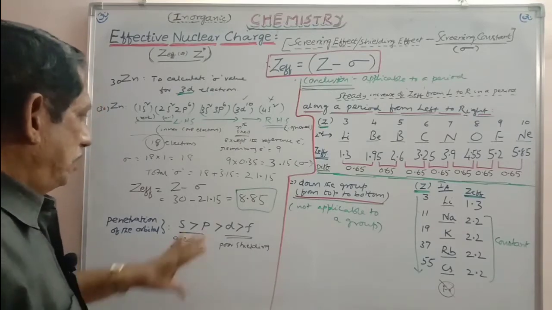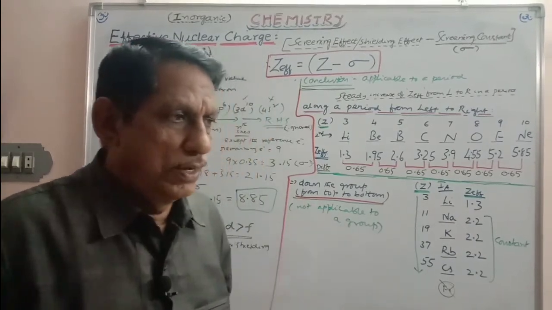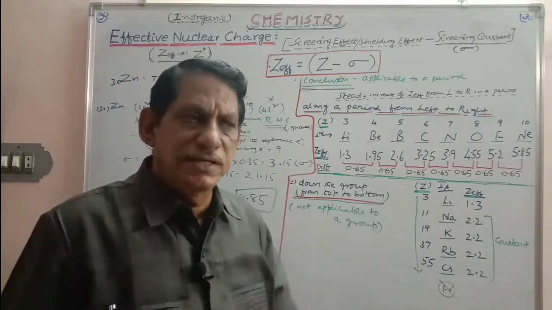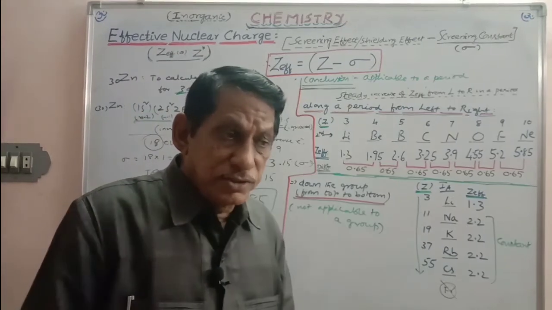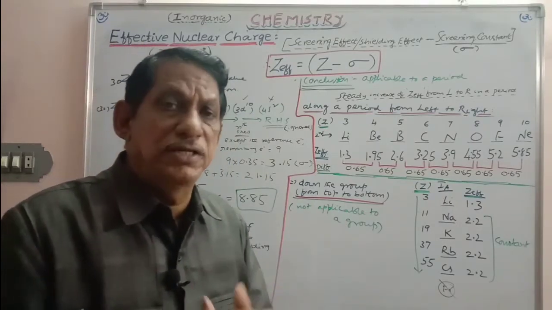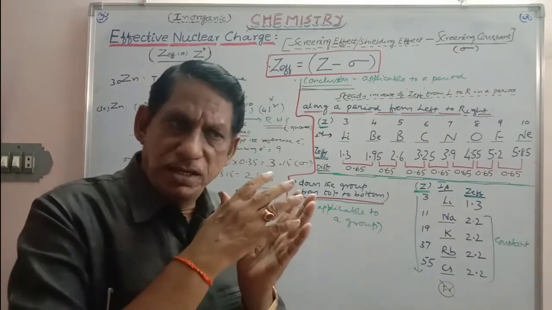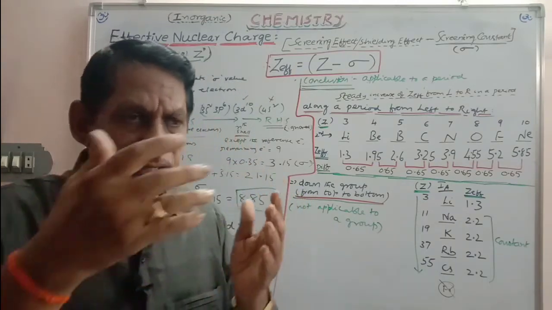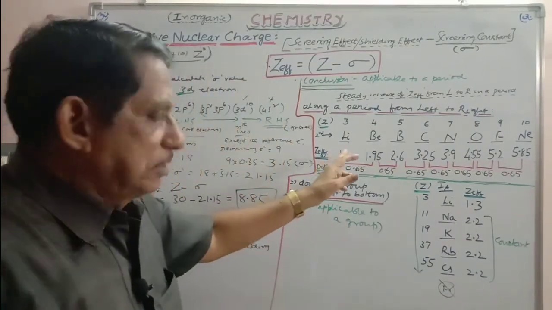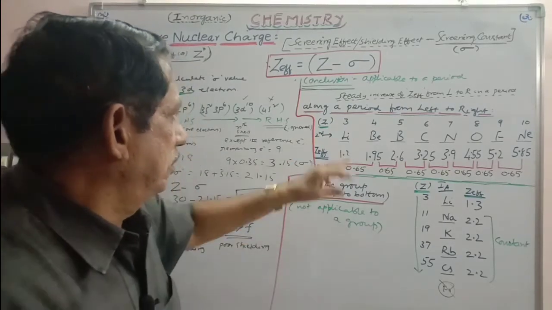Okay. After getting all the values, after having an idea of how to calculate the sigma value, now we have to give the conclusion about the Z effective as well as the shielding constant. Conclusion means you have to apply this to periods and groups. You have to explain the periodicity in the periodic table, because the periodic table reflects the periodicities from element to element in a period, and from element to element down a group. For this purpose, now I am considering the second period. Here I am taking the second period.